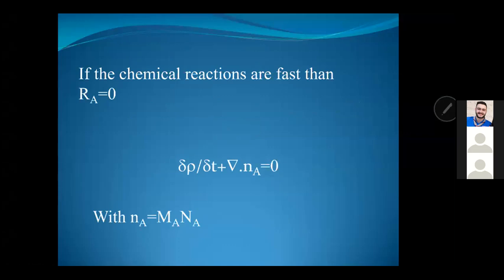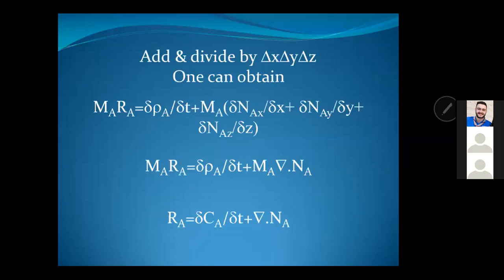Now, there is a small simplification when the chemical reaction is equal to 0, and when we put NA equal MA NA, we find dρ over dt plus nabla NA equals 0. It's a simplified equation. Before we continue, the first equation stops here: RA equals dCA over dt plus nabla NA is the chemical reaction equation.